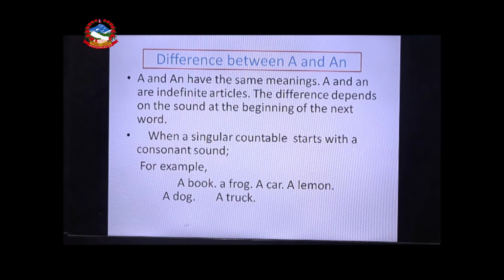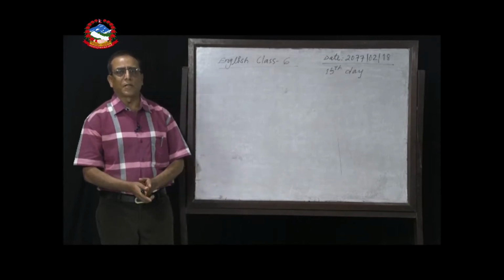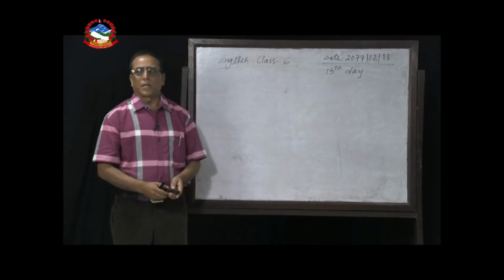Next one, a car. Car starts with the consonant sound, and the word also starts with the consonant letter C. So we use the article a before car. Next one, a lemon. Lemon also starts with a consonant sound, and the letter is also the consonant letter L. So we use the article a before lemon.